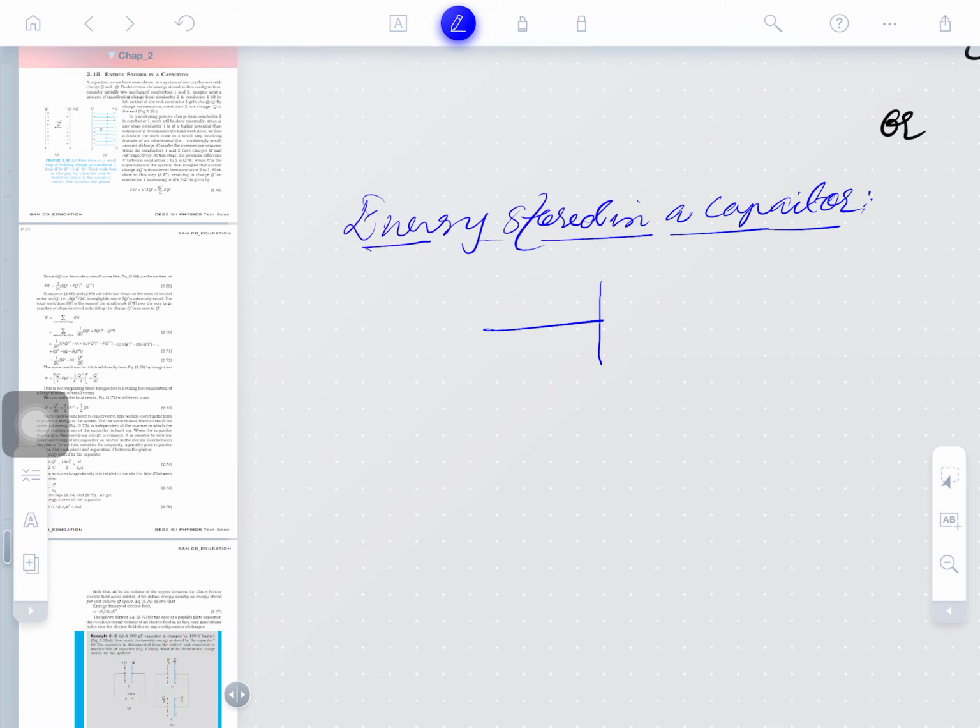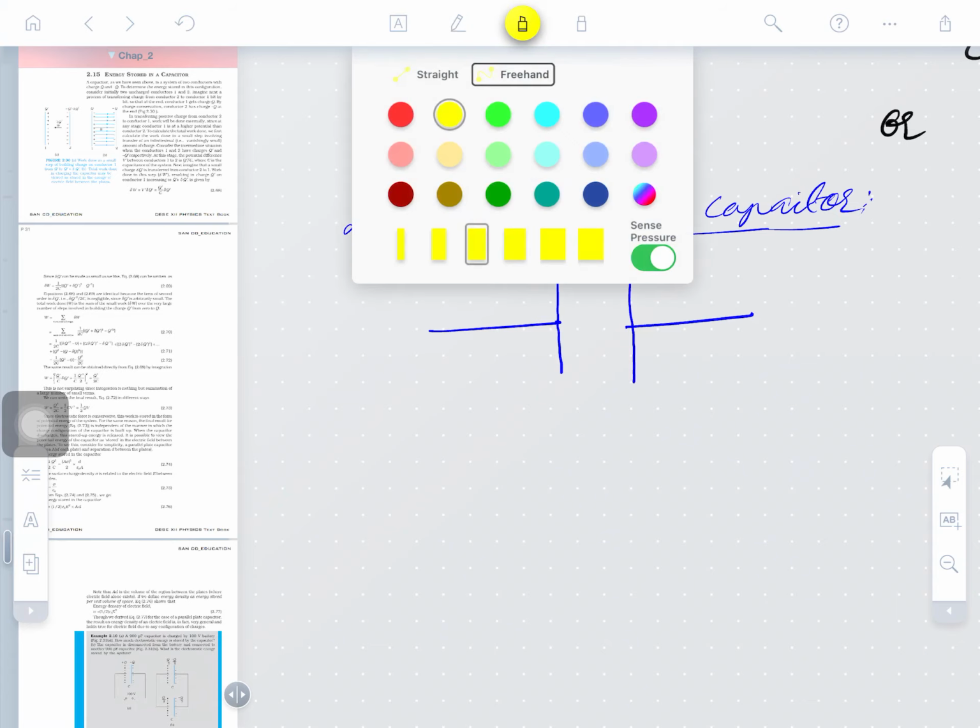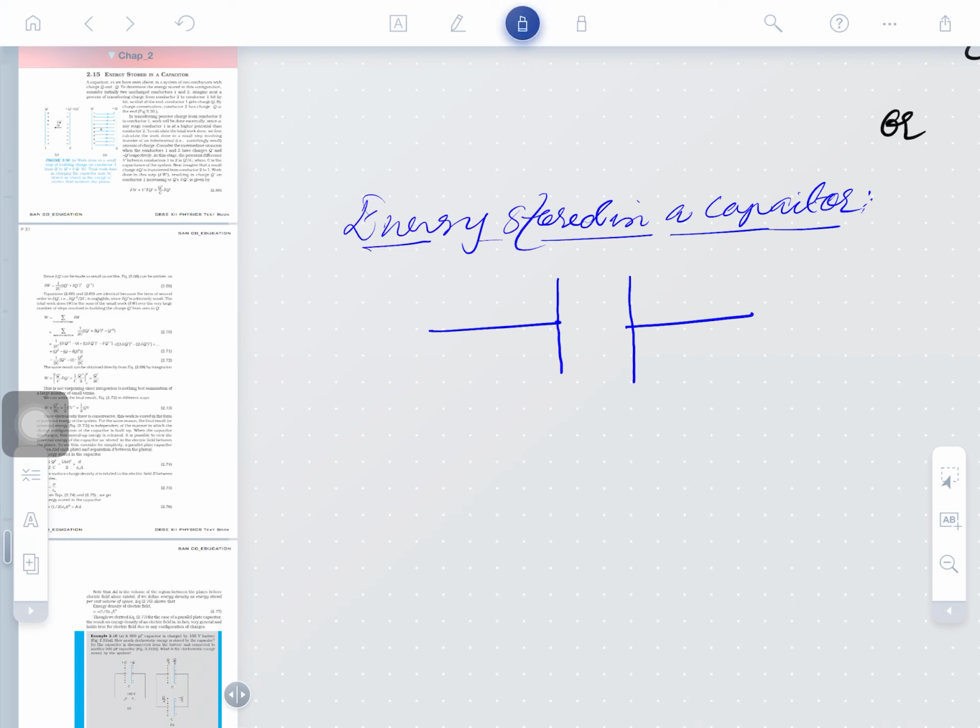Okay, there is a capacitor before you. See this. It's a capacitor. The plates you may see, this is the bottom one. These are the plates of the capacitor. Clear? So we are to find here the energy stored.